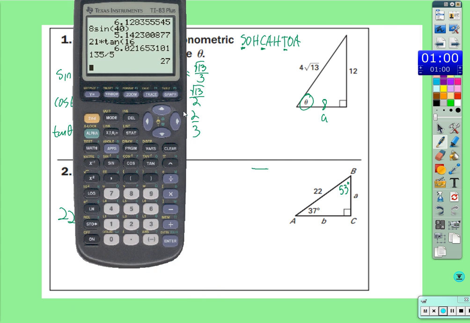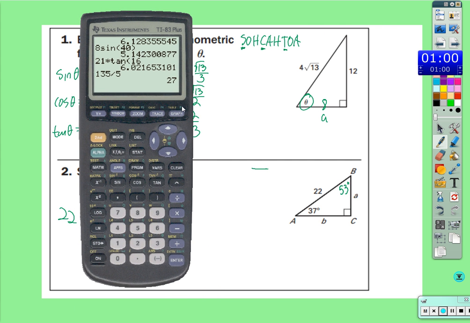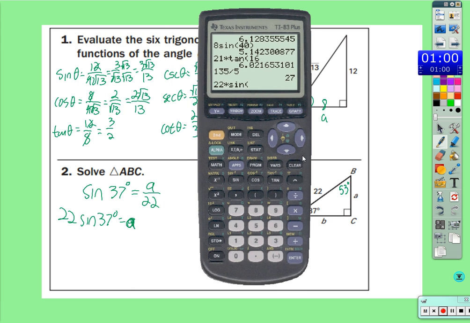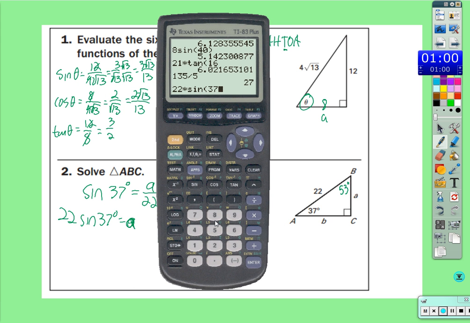We're good friends. Okay, so if I take 22 and I multiply it by the sine of 37, I get negative 14.157. Does that sound right? No, it's not. Daniel says switch to degrees. What does that mean? You switch it from radians. That's why I shrunk it down. I put it in radians.